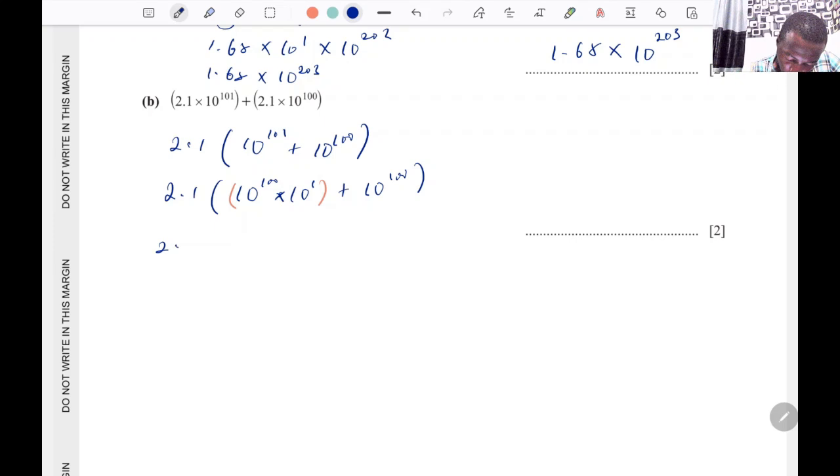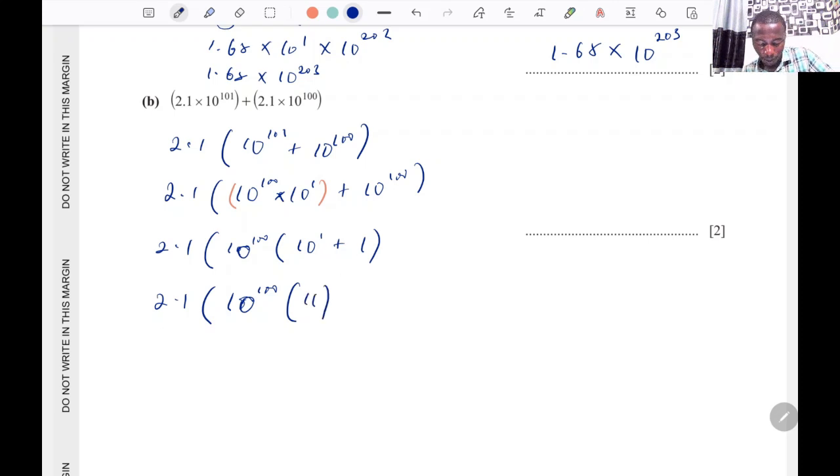So I have 2.1 times, in brackets, 10 to the power of 100 times 10 to the power of 1 plus 1. Here 10 plus 1 will give us 11. So 2.1 times 11 will give me 23.1. So I have 23.1 times 10 to the power of 100.